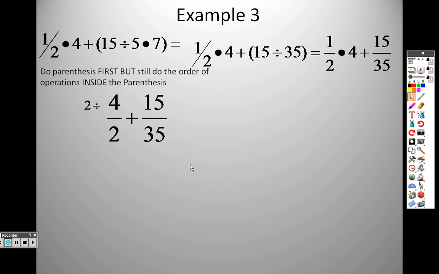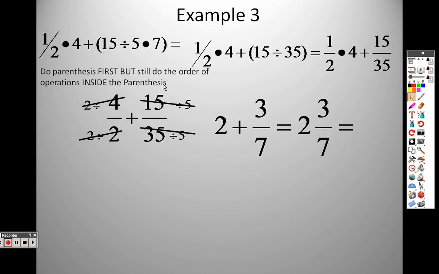So what I can do is I can divide each of those by 2 because I can take a 2 out of both the top and the bottom. I can divide each of those by 5. And when I do that, I end up getting a 2 over here, right? Because 4 divided by 2 is 2. I can simplify 15 over 35 to 3 over 7, so I get 2 and 3 over 7, which is a mixed number.